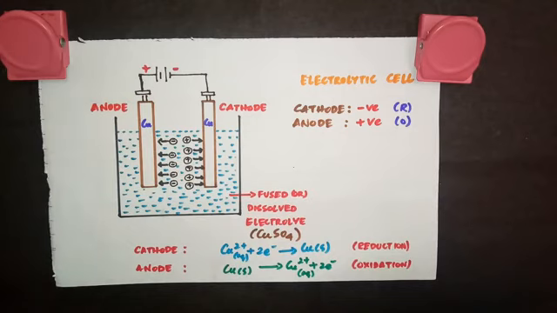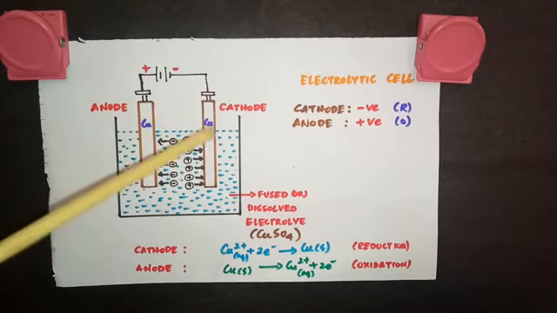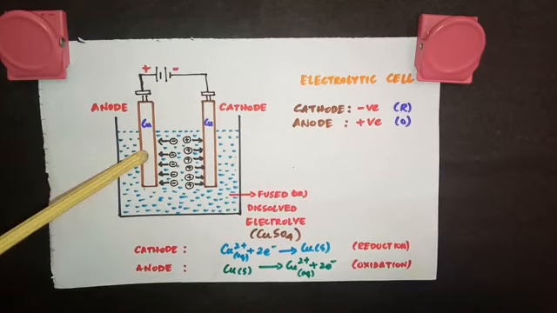So in board exams, you have questions like predict the product of electrolysis of molten sodium chloride or predict the products of aqueous sodium chloride. So let's see how to find out this product of electrolysis. Before moving to that, you just note down one thing. Here in the electrolytic cell, cathode is negatively charged and anode is positively charged.